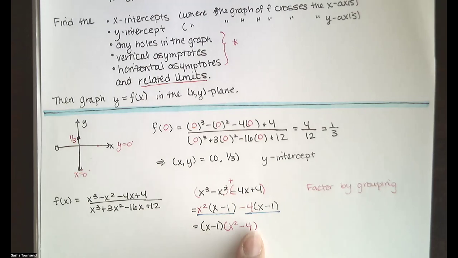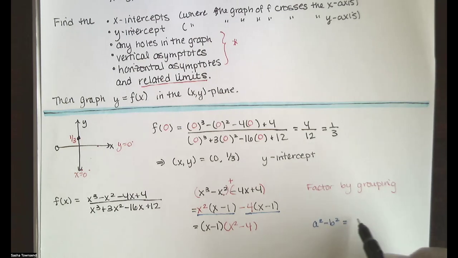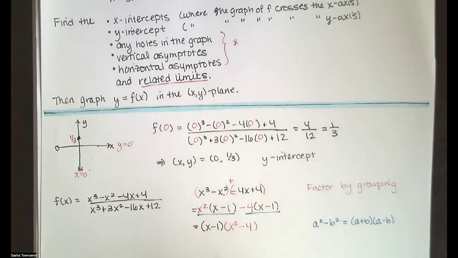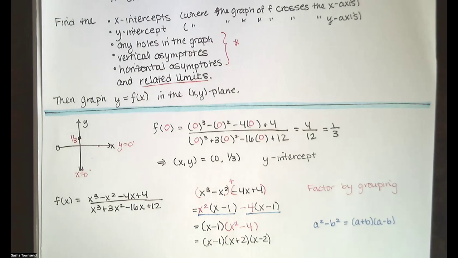So you have that. And then recall from your algebra classes that we have a difference of squares. A squared minus b squared factors to a plus b times a minus b. And x squared minus 4 is the difference of squares. A is x and b is 2. So this factors to x minus 1 times x plus 2 times x minus 2. That's our numerator.